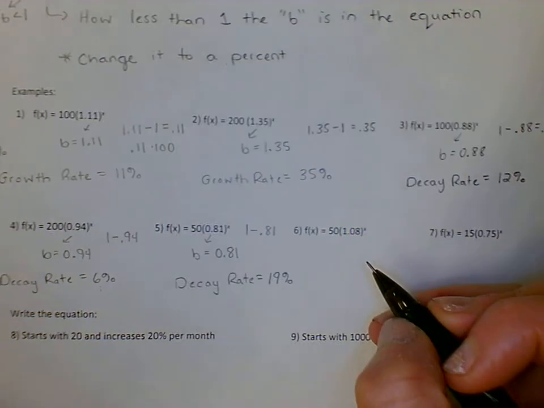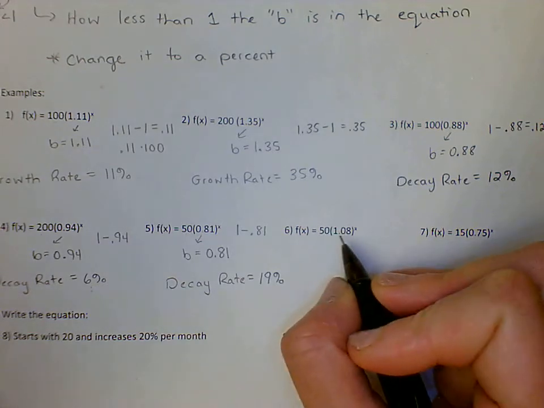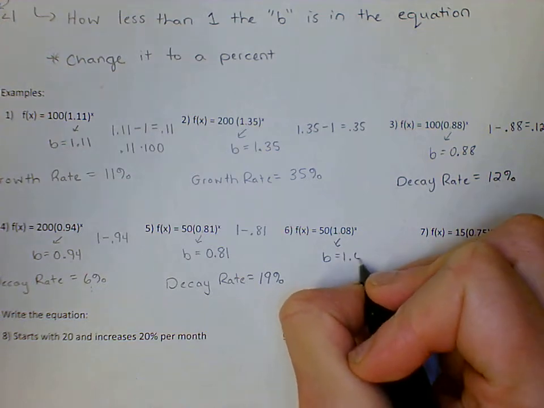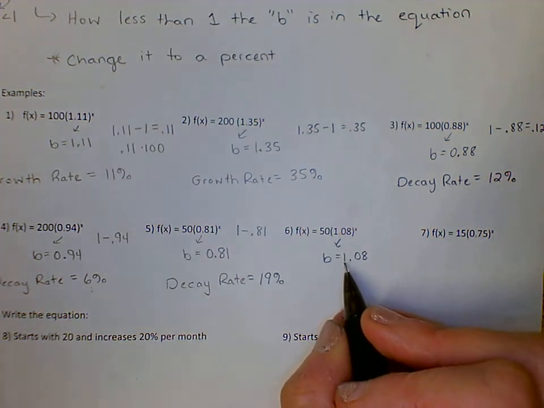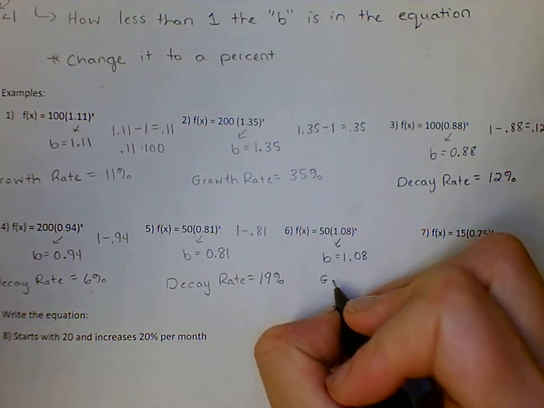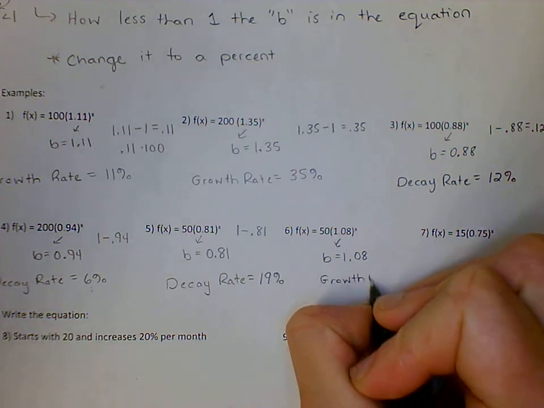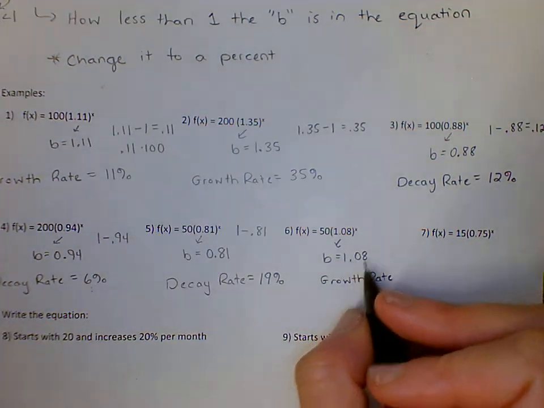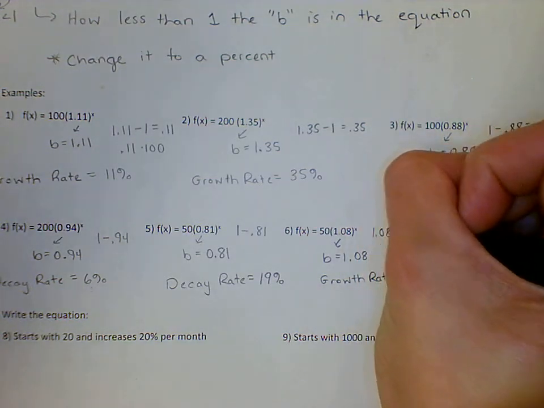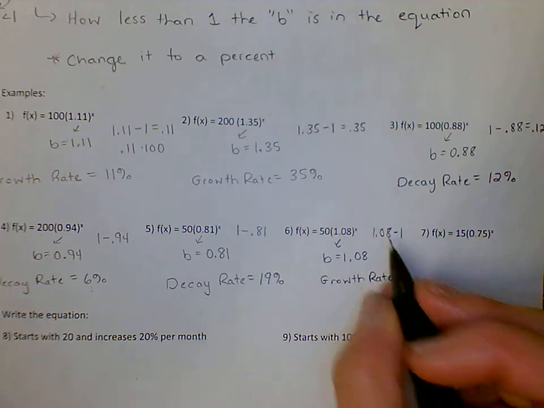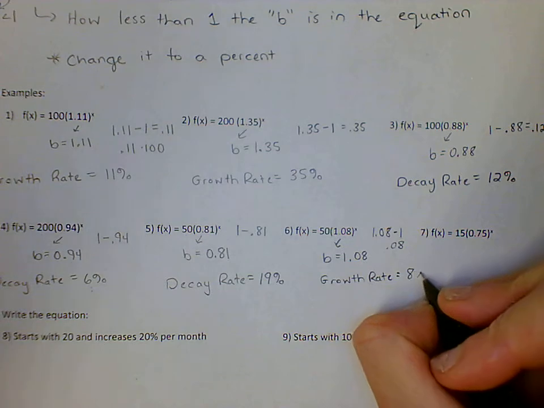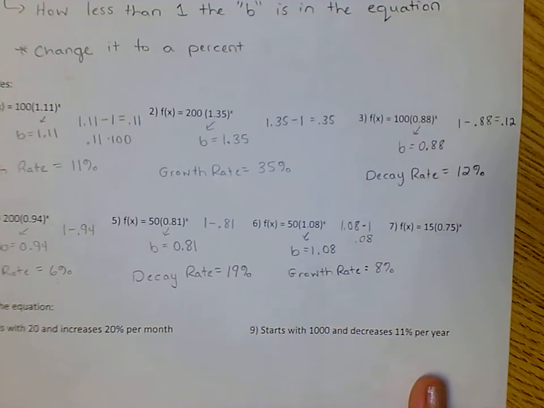Okay, couple more. This one started out with 50. The growth factor is 1.08. Okay, so that's a growth because it's bigger than 1. And so now we have to switch gears and we need to think about, okay, well, if it's growing, we have to figure out how much over 1 that number is. So this is where you take that number and you subtract 1, because you have to figure out how much over 1 that is. And so you get 0.08. Change that to a percentage. That means it's growing 8% each year.